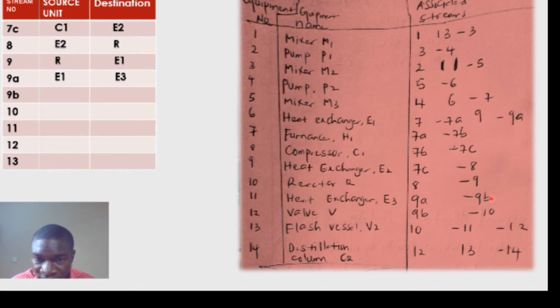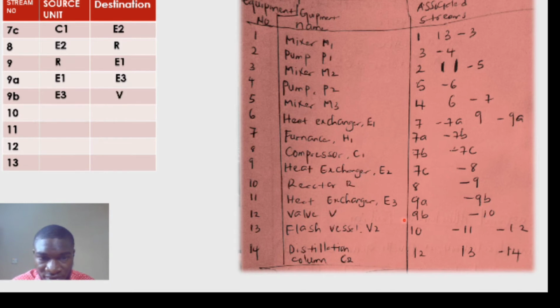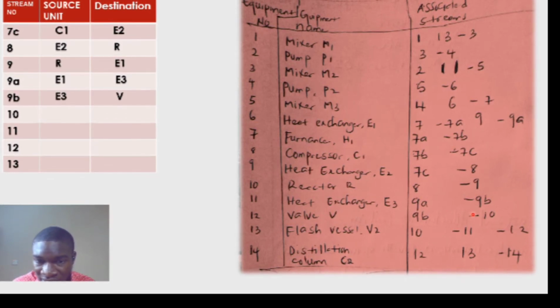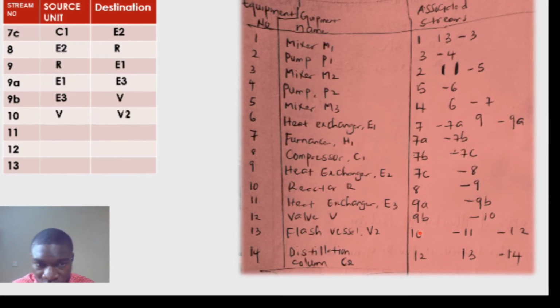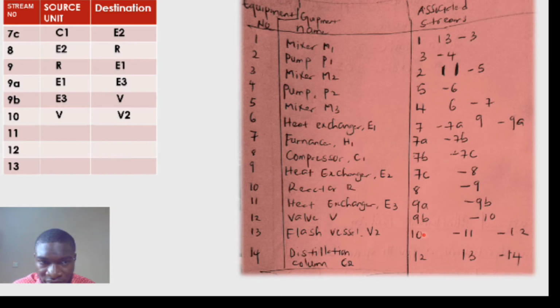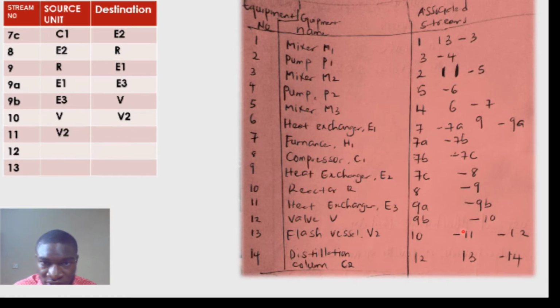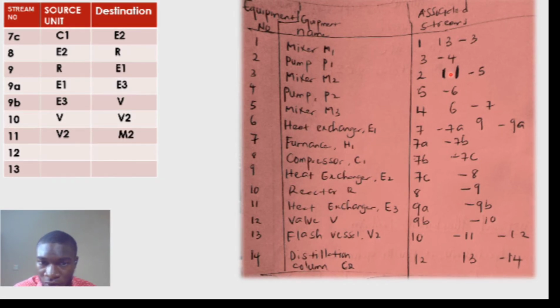Negative 9B, you have heat exchanger E3. And positive, you have the valve. Number 10, that's stream number 10. You have minus 10 for the valve, V. Positive 10 is for the vessel, V2. You have stream number 11. The negative is flash vessel V2. Then the destination, positive, that's 11 for M2.